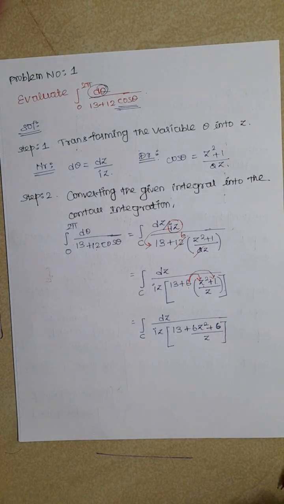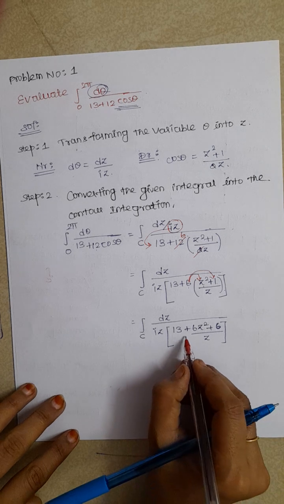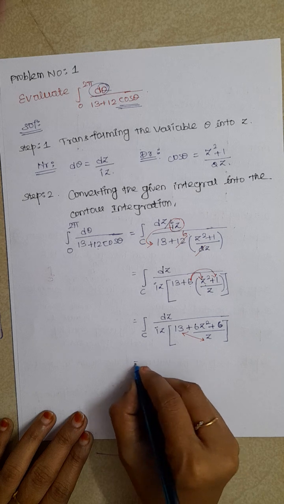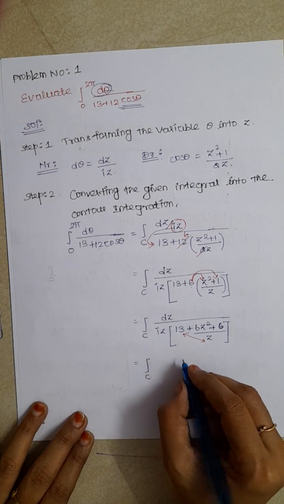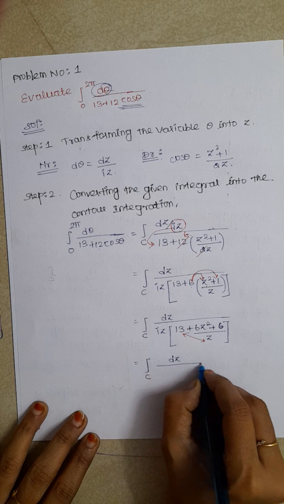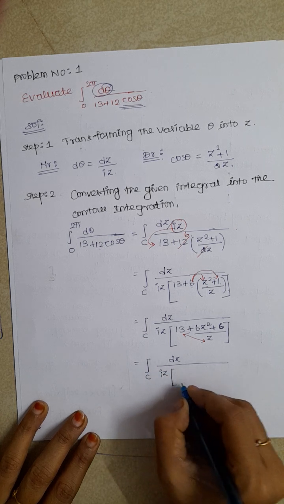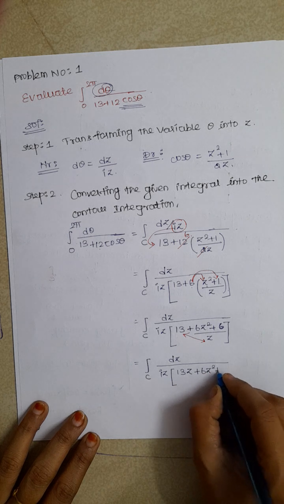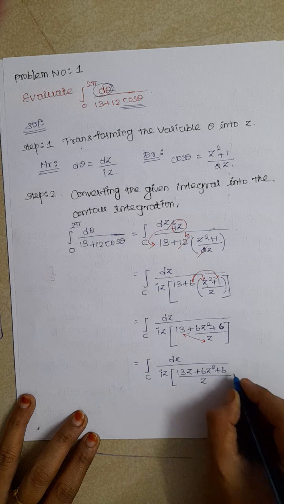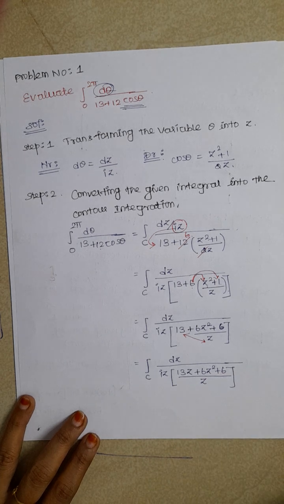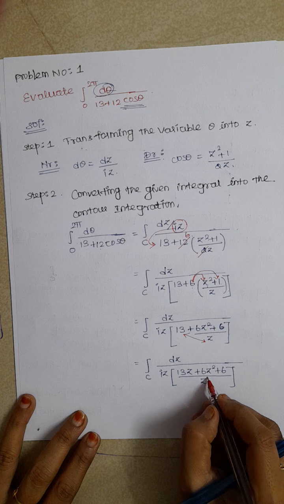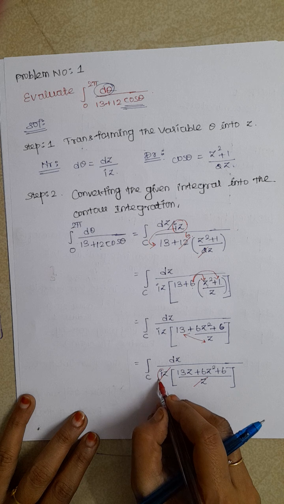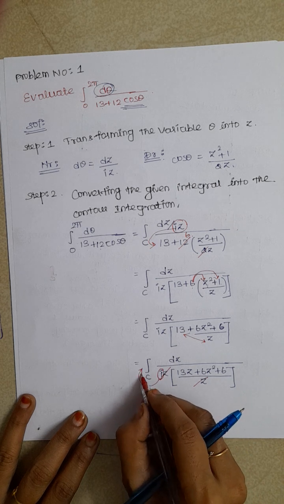So next step, you can multiply with 13 into z, which means it is commonly divided by z. So integral over C, dz divided by iz into 13z plus 6z square plus 6, commonly divided by z. Okay, so you can cancel the denominator z with the numerator z. So i is an imaginary value, so you can take it outside of the integral.